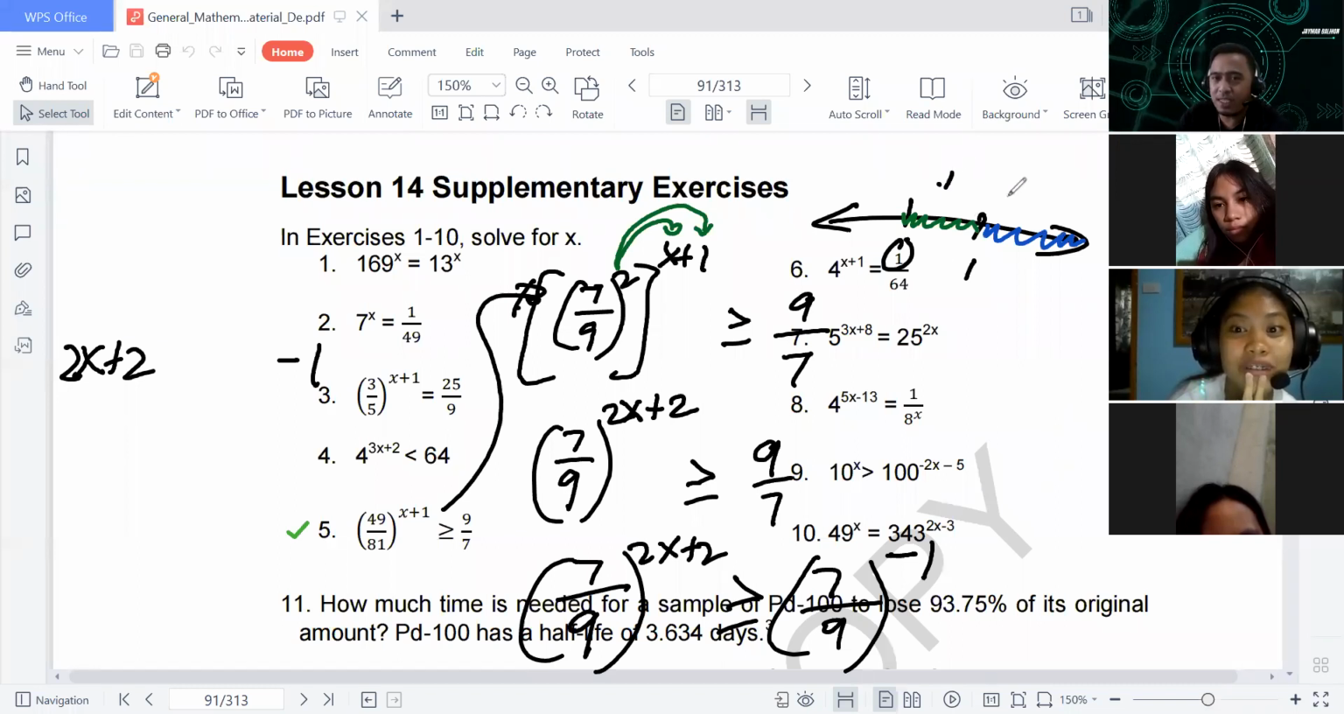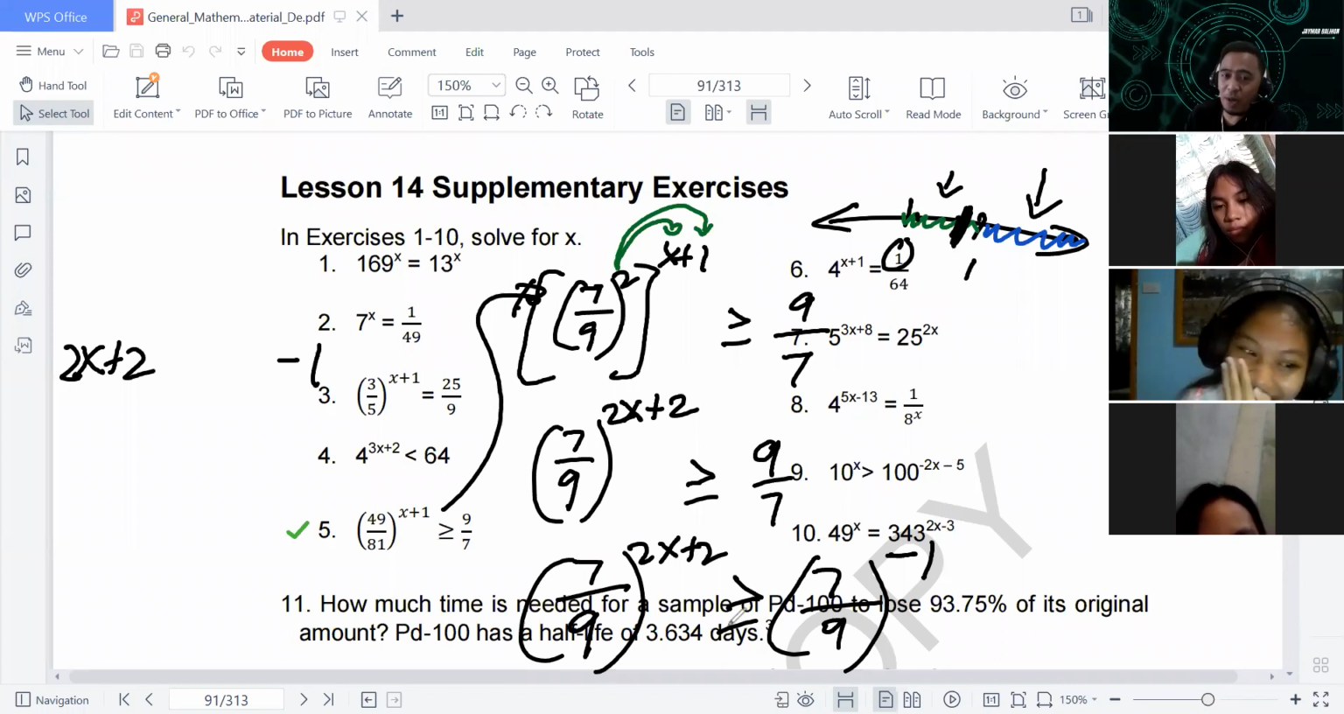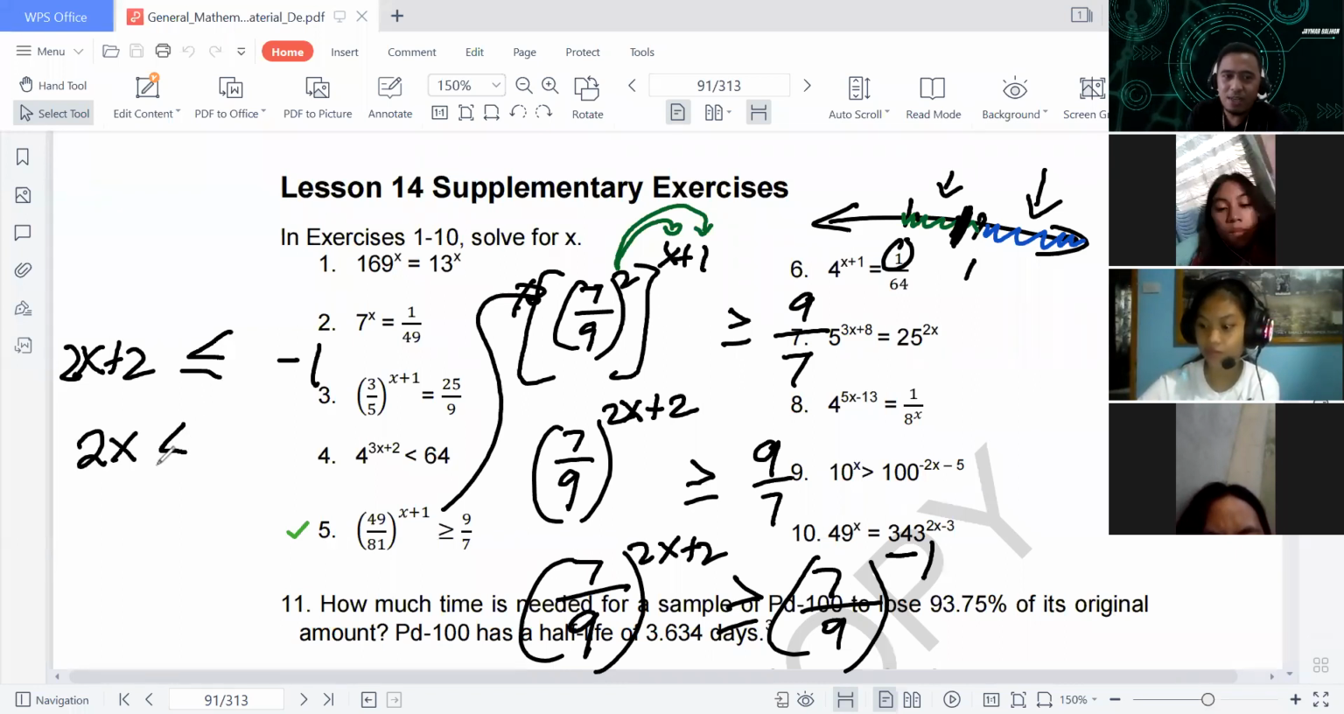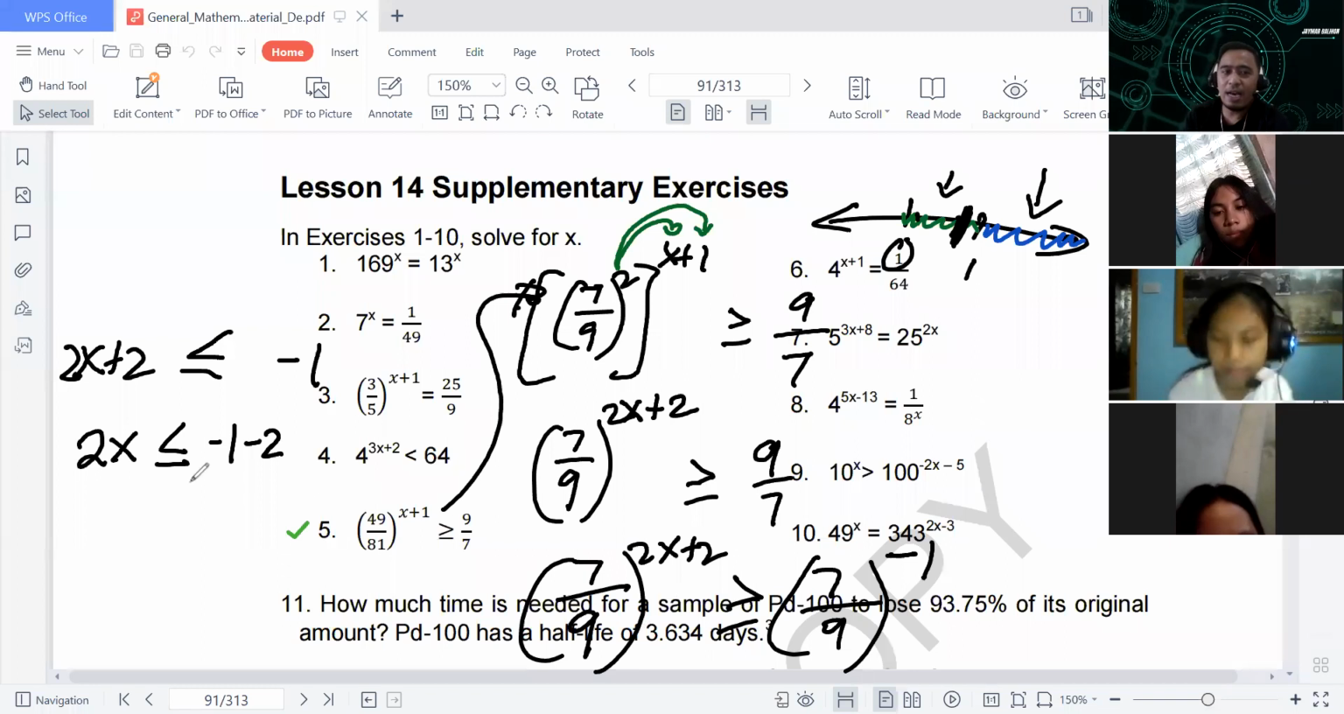Does it belong to the first case or the second case? First case. So we reverse it. It should be less than or equal. Clear? So after that, you transfer it to the other side. The inequality does not change because it is just a transpose. So still less than or equal. So it will be -1 minus 2. Clear? After that, it will be 2x less than or equal to -3.